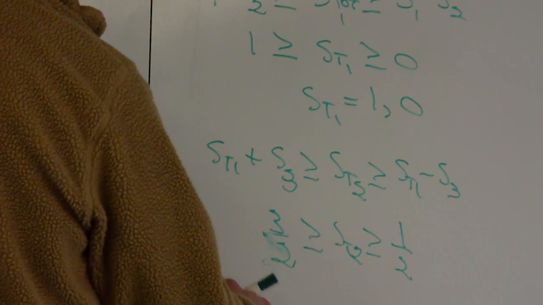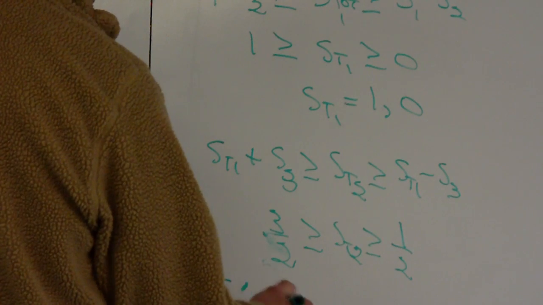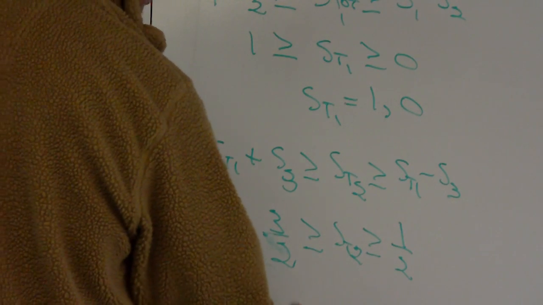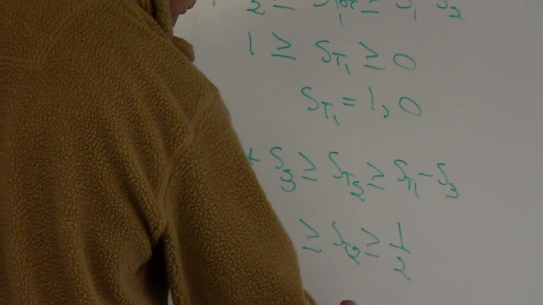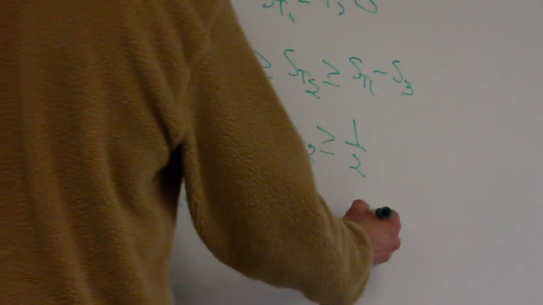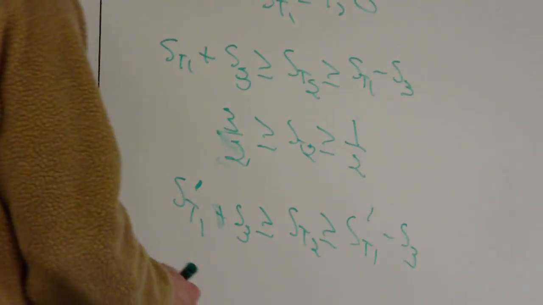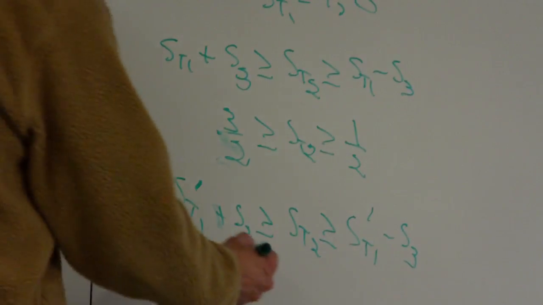But then I have to also do S total 1 plus the second S total 1. I'm running out of subscripts here. S total 1 prime plus S3 is greater than or equal to S total 2, greater than or equal to S total 1 prime minus S3. It's going to be 0 plus a half and 0 minus a half.